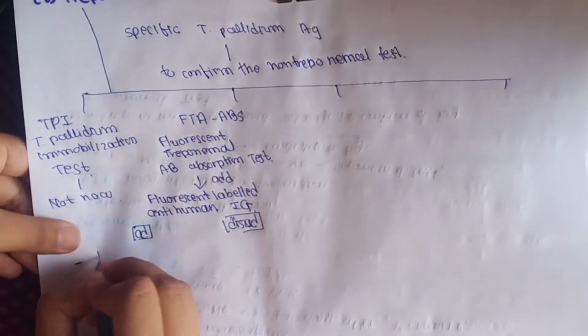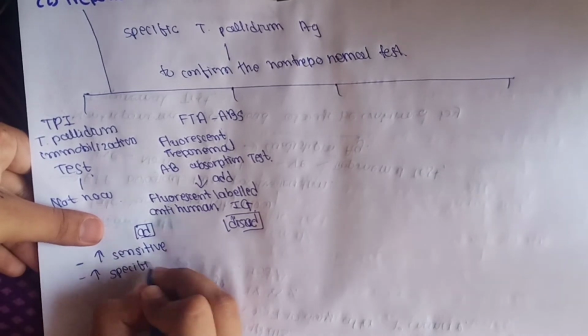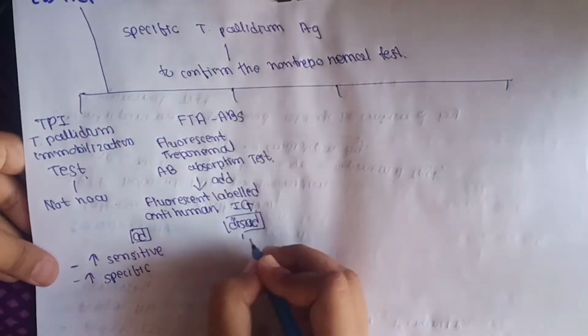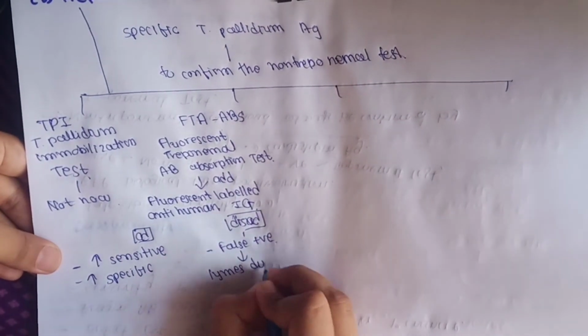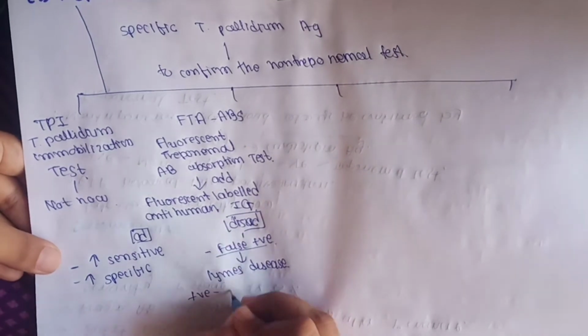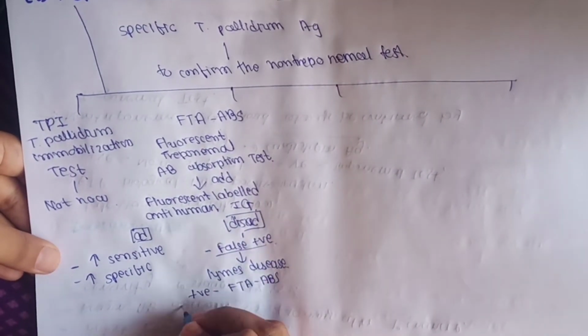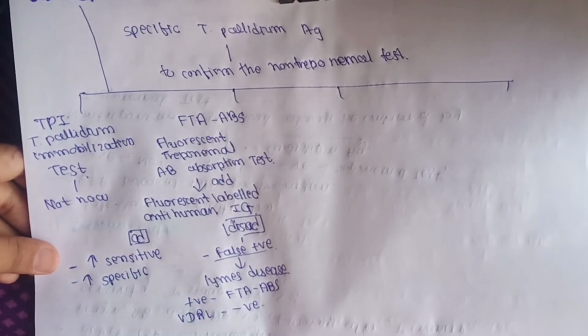Now have a look at the advantage and disadvantage of this test. The advantage is that it is sensitive and specific in all the stages. The disadvantage is that it can give a false positive reaction in Lyme disease. It means it will give a positive FTA-ABS and a negative VDRL.